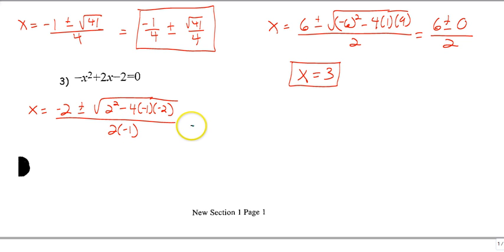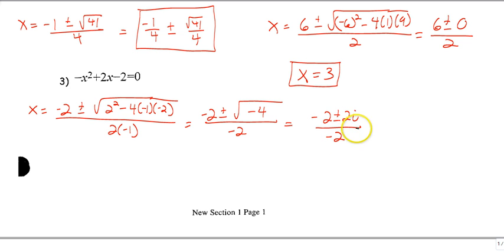Alright, so this simplifies to be -2 plus or minus square root of, we get 4, and then these become positive, so -8. So we get a -4 all over -2. Now you guys should remember from, I think, a lesson or two ago, that to simplify √-4, you can pull an i out, and then it becomes √4, which is 2. So plus or minus 2i over -2. So let's simplify each one.